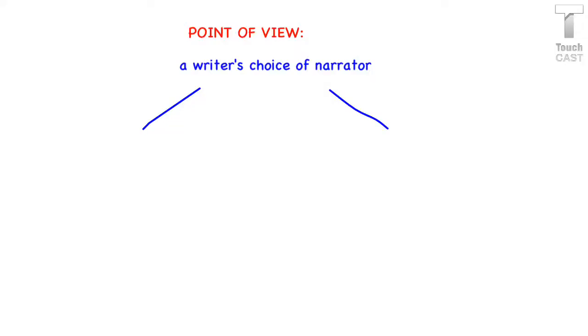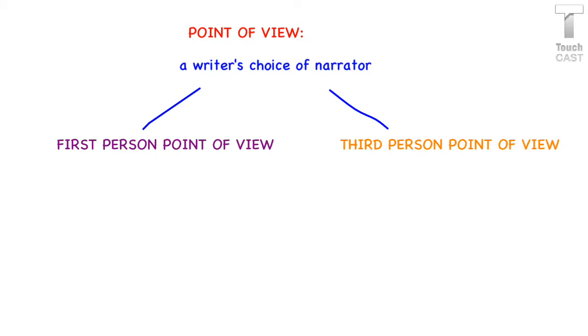Now, there are two different types of point of view, two different types of narrators that an author can choose that we're going to learn about this year. The first one is called first person point of view, and the second one is called third person point of view. These are very different from each other, and we're going to take a look at the differences right now.